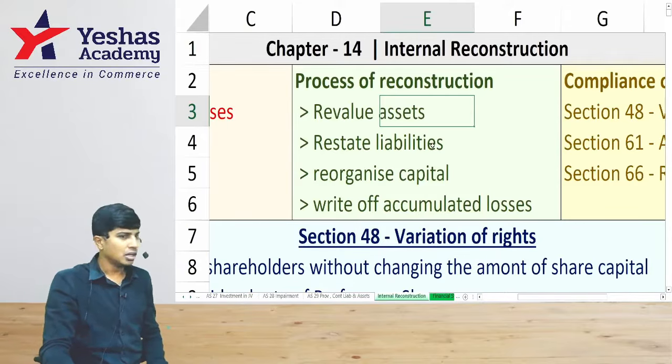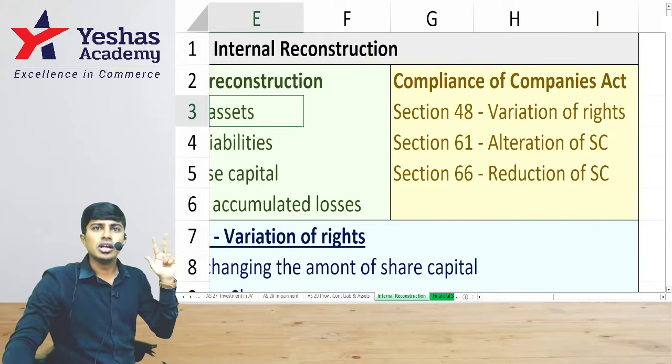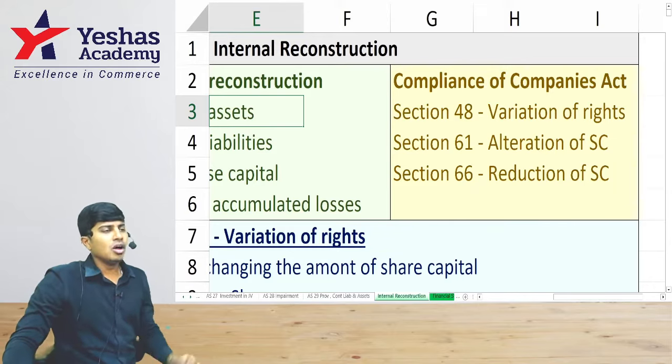And this entire process is very closely monitored by three important sections of the Companies Act. Section 48, which talks about variation of rights. Section 61, which talks about alteration of share capital. Section 66, which talks about reduction of share capital. Variation of rights, to start with, talks about changing the rights of the shareholder without changing the share capital.